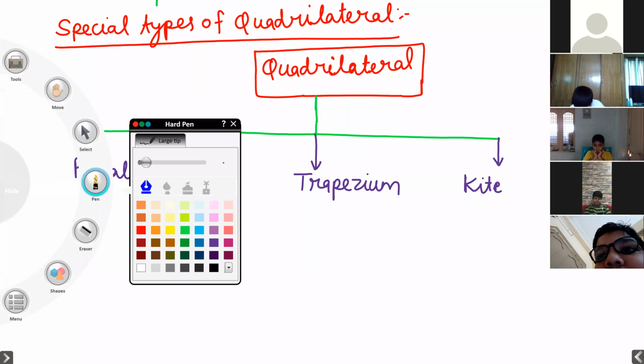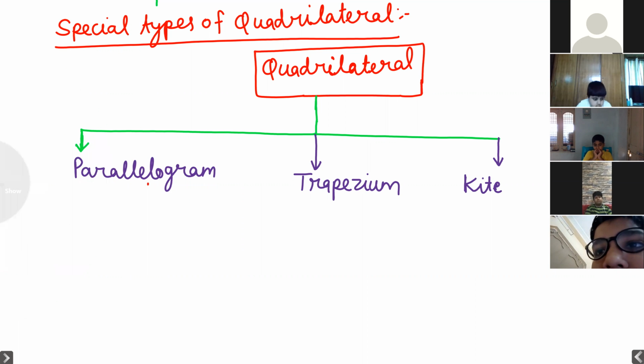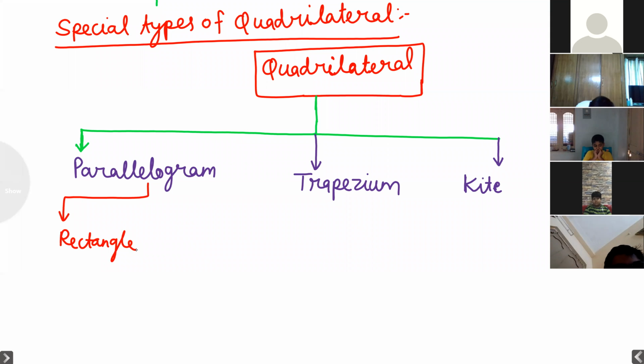Now again, parallelogram is divided into three parts. First one is rectangle, second one is square, and third one is rhombus.